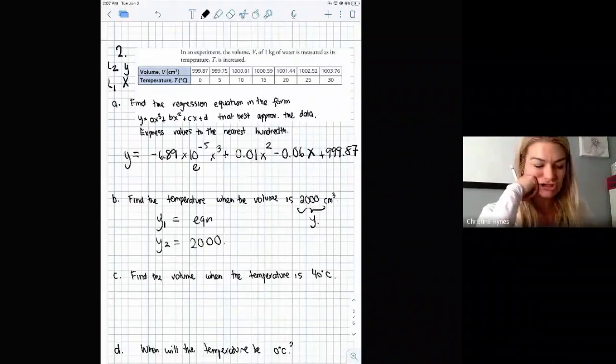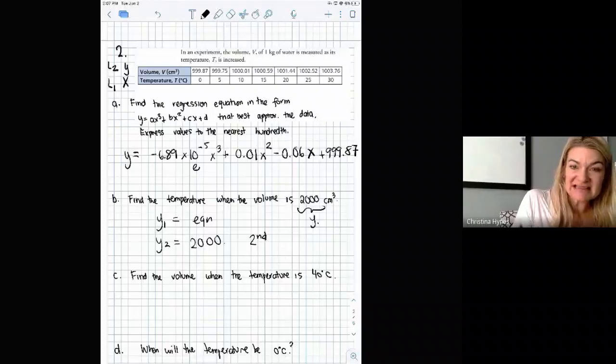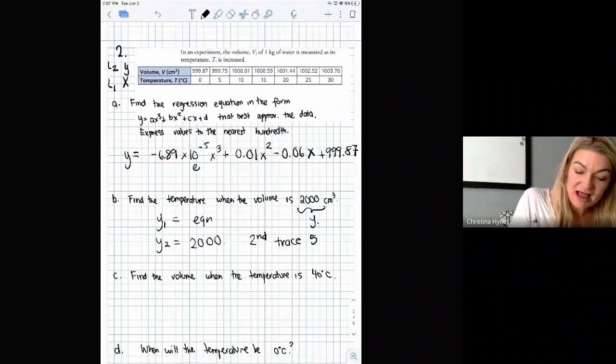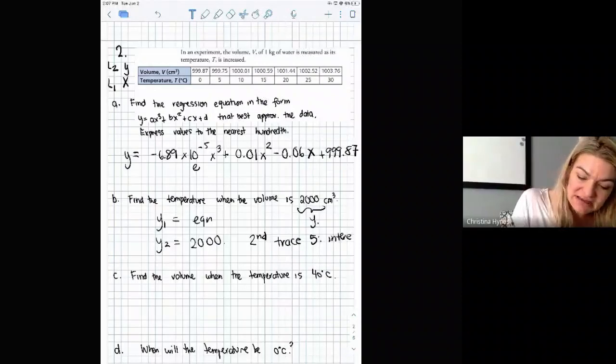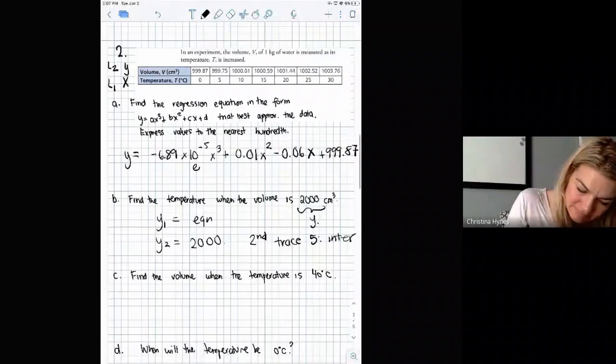For the first question for B, I'm just making sure that if it's a y value, it goes into y2. Then you're going to press second trace, number 5, which is intersection. And then you want to press the intersection button. You want to press enter 3 times.